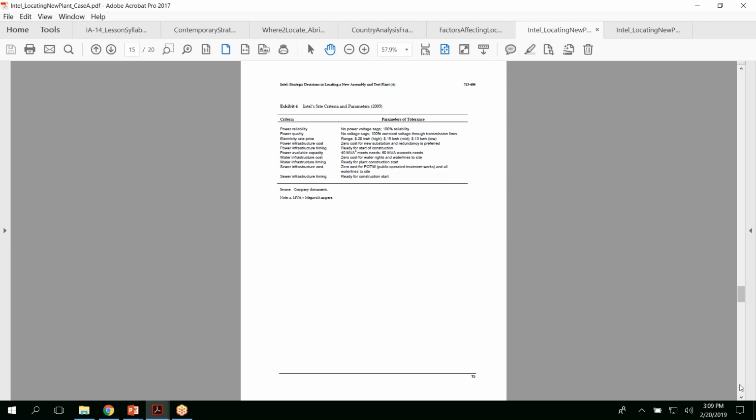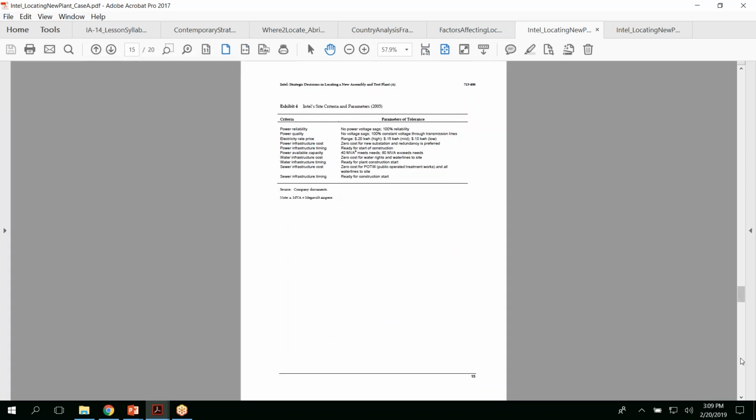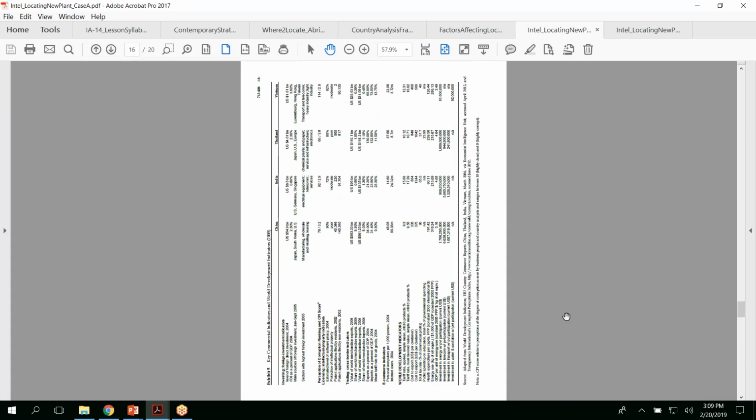What I think might be relevant, this is Exhibit 4, which talks about Intel's criteria, what they care about in terms of location characteristics when they're choosing a new location. But you should also be aware of the following two exhibits. Exhibit 5, it's not going to come up in detail, but you should be aware of it. These are key commercial indicators and worldwide development indicators for the four countries, China, India, Thailand, and Vietnam, right?